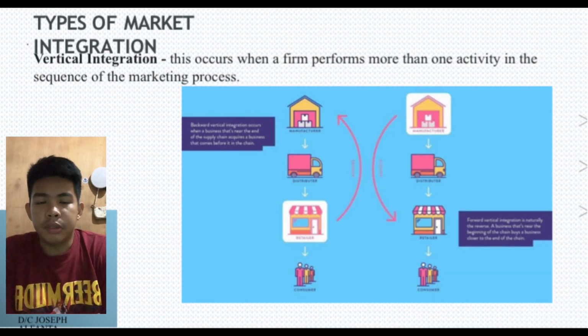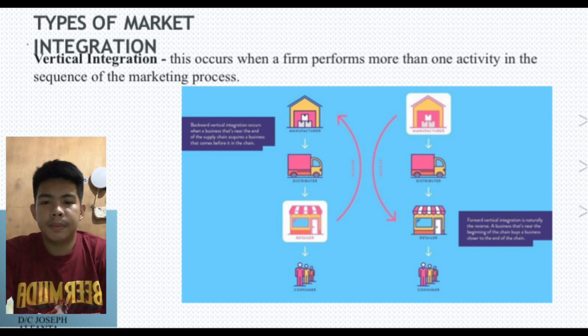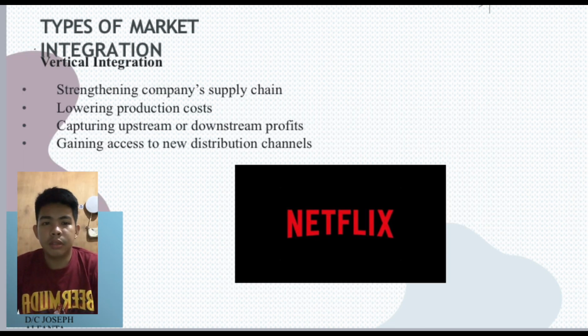Vertical integration occurs when a firm performs more than one activity in the sequence of the marketing process. Vertical integration has four advantages. First is strengthening the company's supply chain, then lowering production costs, capturing upstream or downstream profits, and gaining access to new distribution channels.